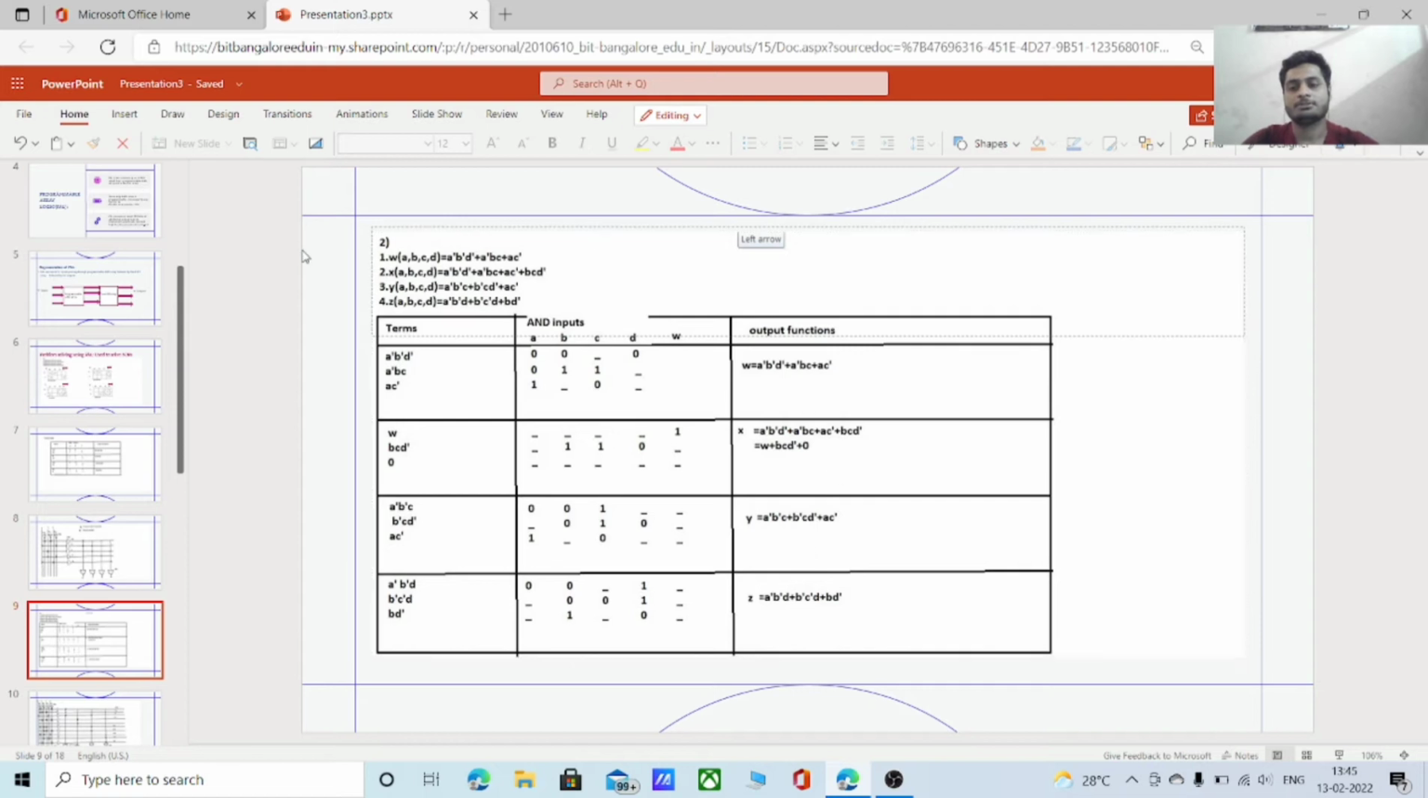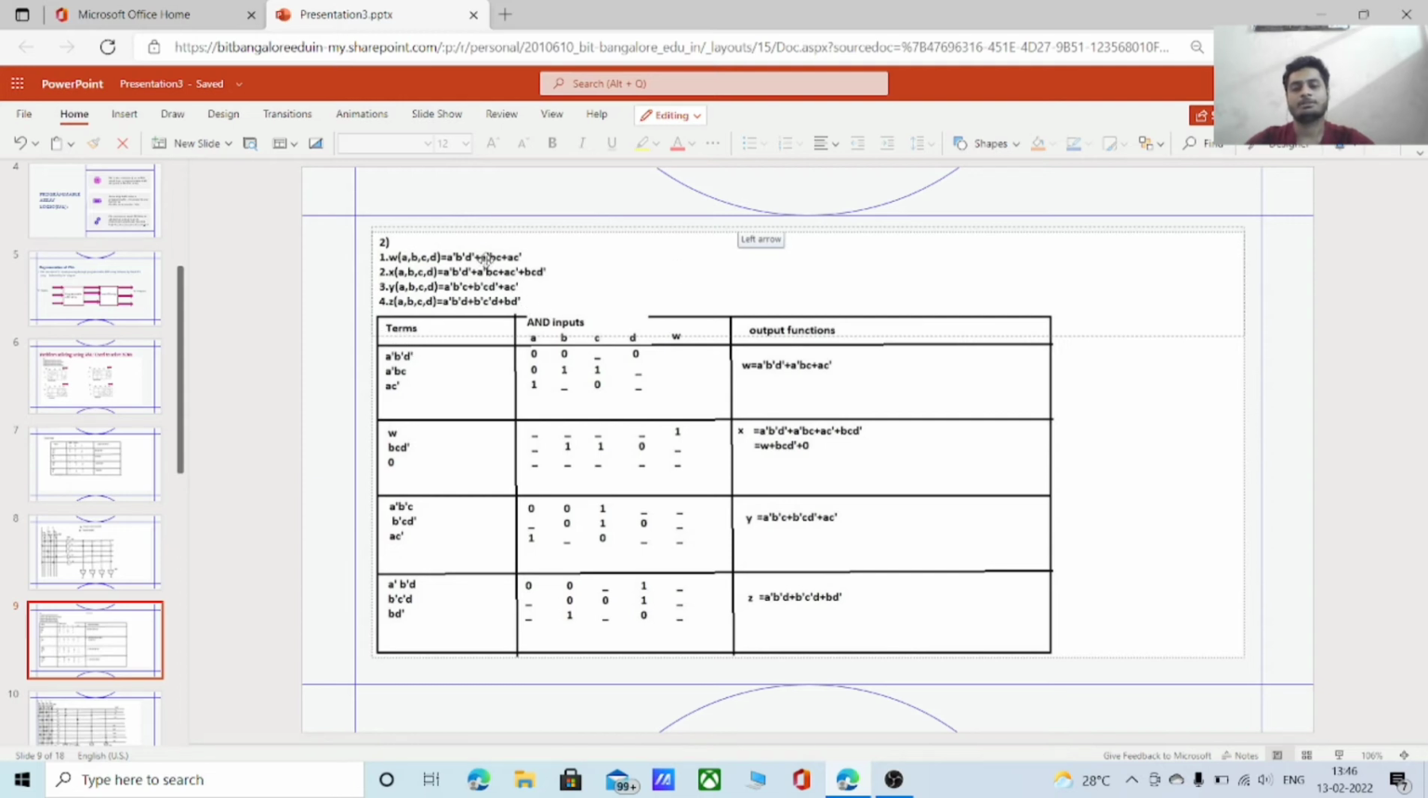We have already solved this using a K-map. So the first function is W of ABCD is equal to A complement into B complement into D complement plus A complement BC plus A into C complement. The second function is X of ABCD is equal to A complement B complement D complement plus A complement BC plus AC complement plus BCD complement. The third function is Y of ABCD is equal to A complement B complement C plus B complement C D complement plus A into C complement. The fourth function is Z of ABCD is equal to A complement B complement D plus B complement C complement D plus B into D complement.